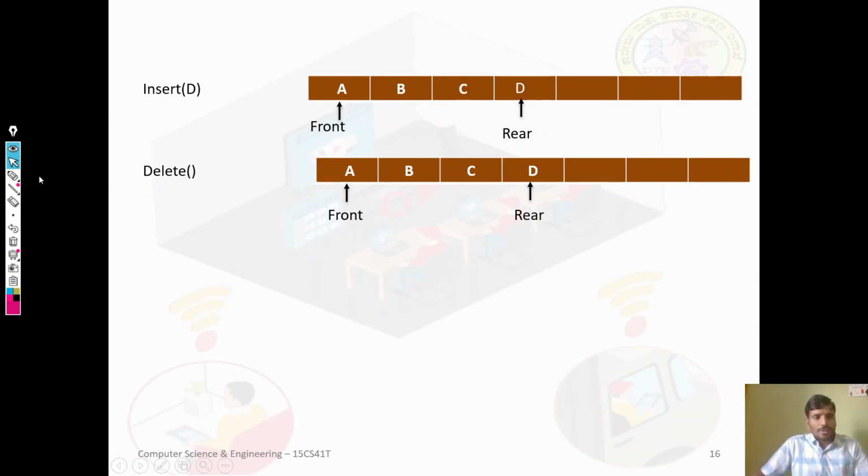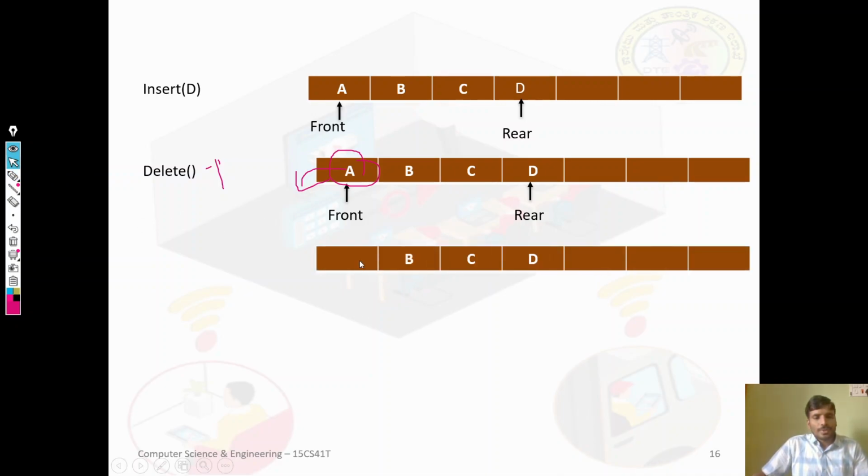So this is the first delete operation. This will delete A from the queue, right? So after deletion, A is deleted and make front end to point to the next position, right? So now front is pointing to the B position and one more delete operation we have. So again delete the element which is at front.